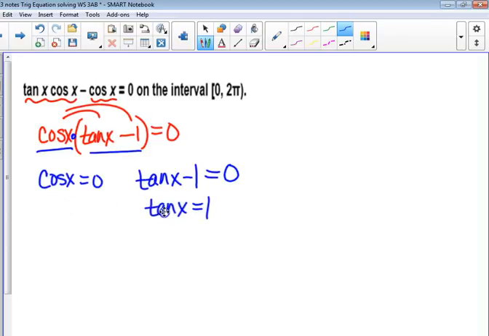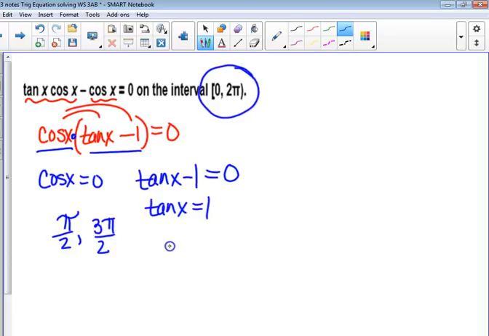Okay, unit circle in hand. Where is the cosine 0? And it says between 0 and 2 pi. So we only have to look on our unit circle. We don't have to add any plus or minuses. It is at pi over 2 and 3 pi over 2, right? Those have a cosine value of 0, or an x coordinate of 0.